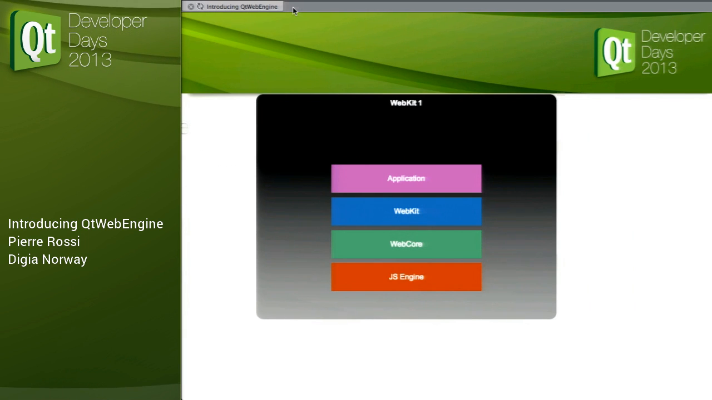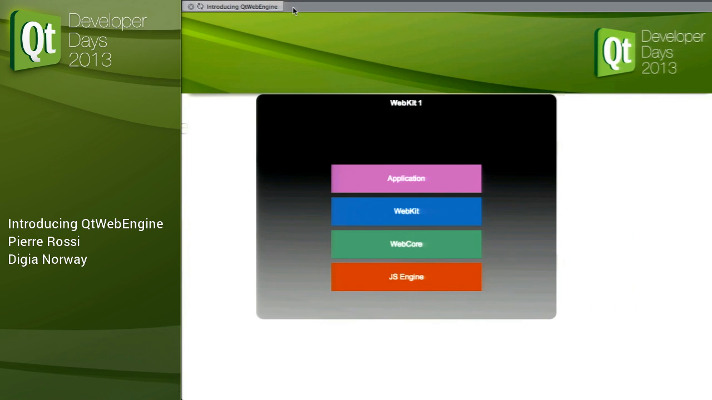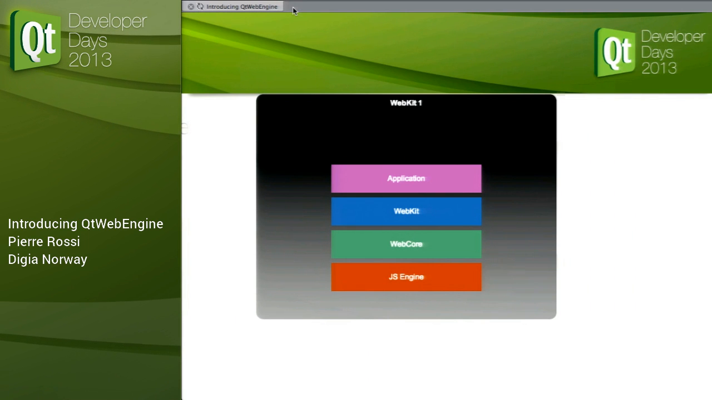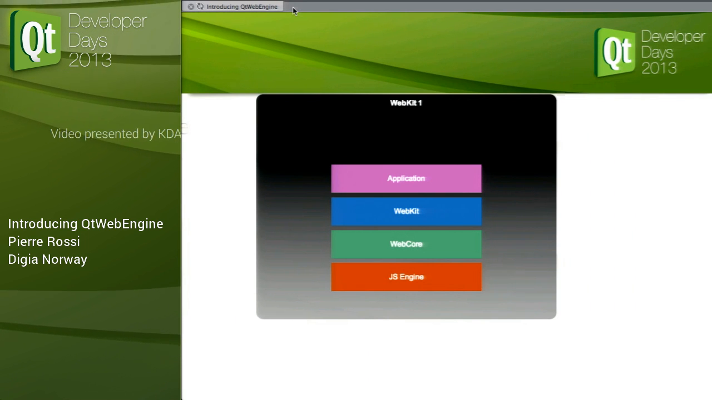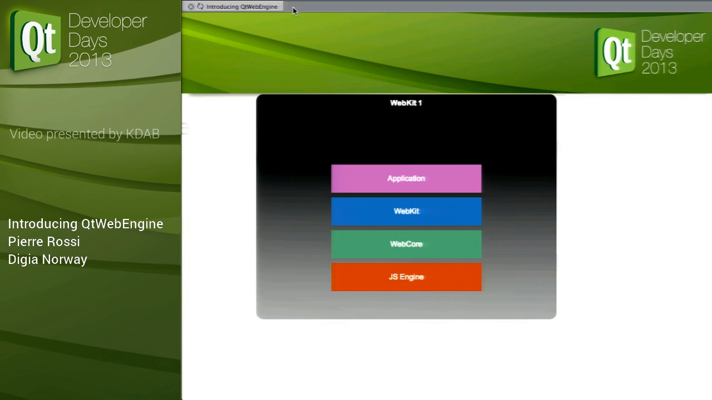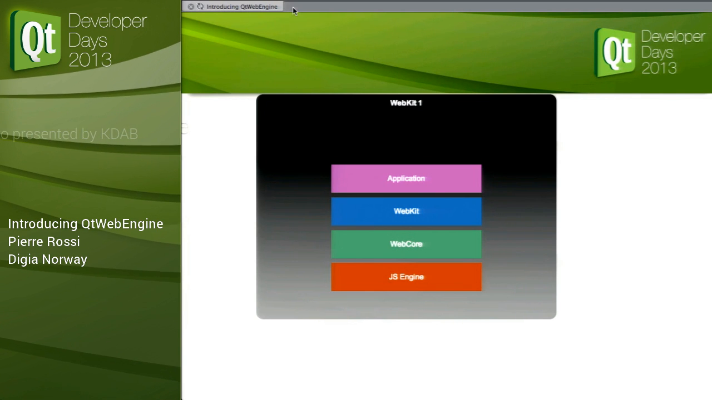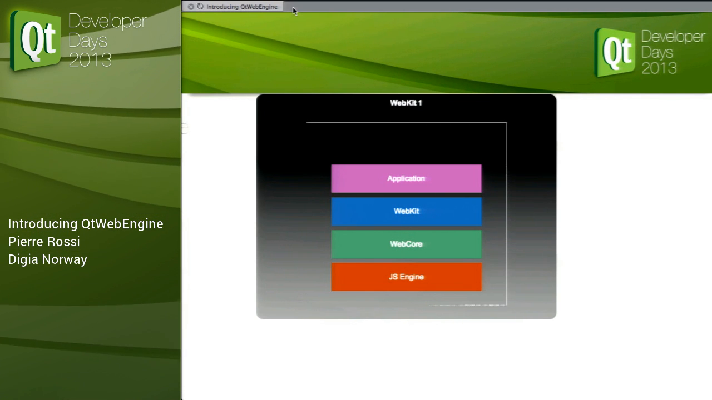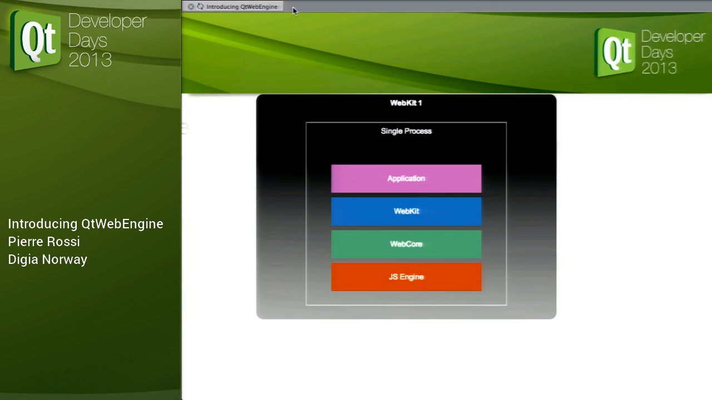And so I have a little diagram to explain what I mean by that. So this would be WebKit 1. You have the application using the WebKit layer as an API layer. And WebKit uses internally WebCore, with JavaScriptCore as its JS engine. And so all this is running in a single process.